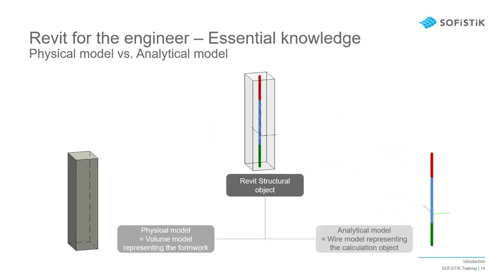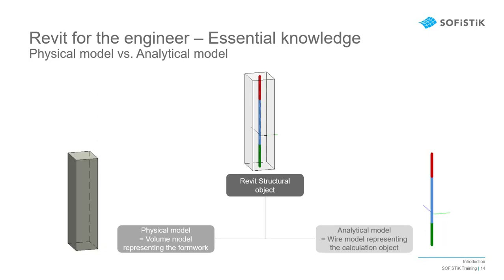A physical model, which represents the volume of the object and which is used for architectural and formwork planning. And an analytical model, which is a wireframe and symbolic representation of the object and which is used for the calculation. This is the part on which we will focus today.